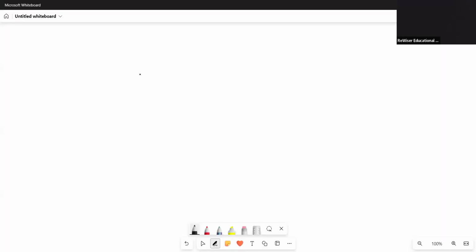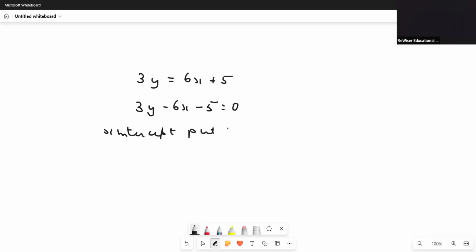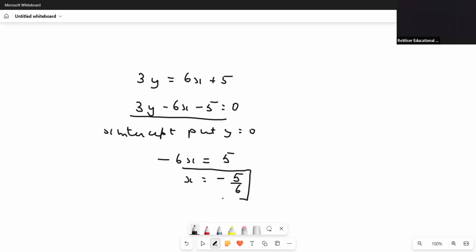So for an example, if I just ask you the equation of a line, say suppose the equation of the line is 3y equals 6x plus 5. I asked you to find the intercepts. So that means you can write the line as 3y minus 6x minus 5 equals 0. So if I have to get the x-intercept of the line, I have to put y equals 0. So if I put y equals 0 over here, I got minus 6x equals 5. So I got x equals minus 5 by 6. Now, that's the coordinate of the x-intercept of the line.